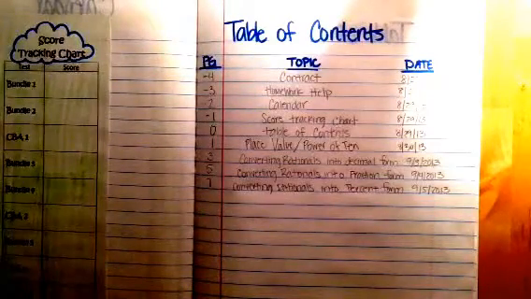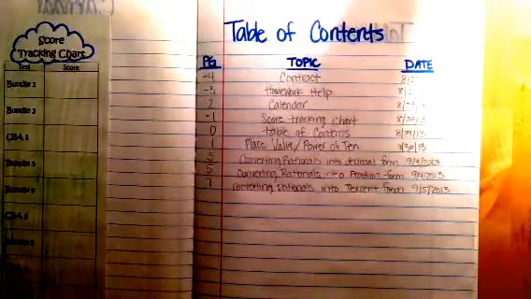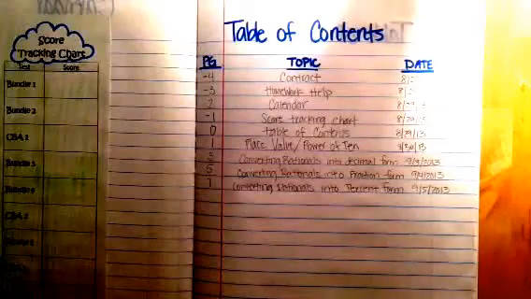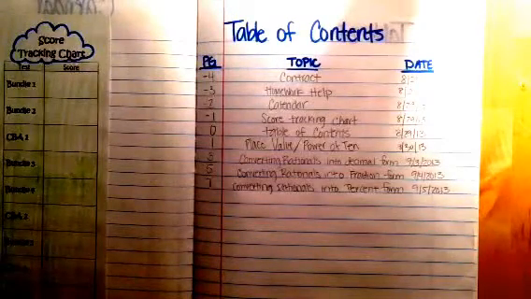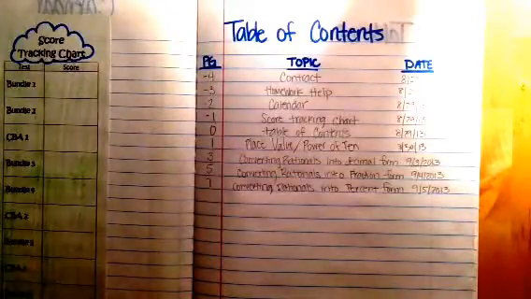Converting rationals into percent form. We've already looked at getting them into decimal form. Yesterday we looked at putting them into fraction form. And today we're going to put them into percents. You can pause if you need to copy this.